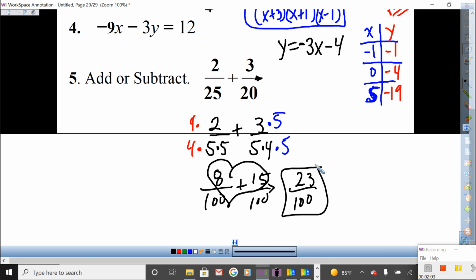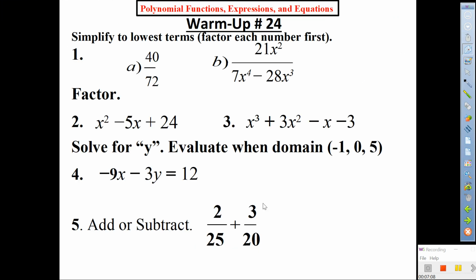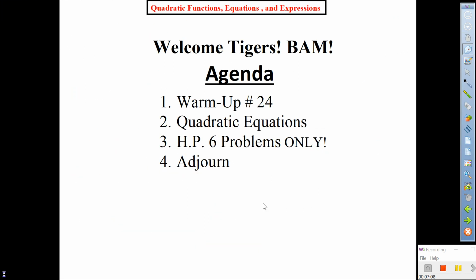Yeah. All right. Set it aside and let's copy the agenda for today. Agenda. We got warm-up number 24. We just finished. Today we're moving on, guys. Let's go. Quadratic equations. Yeah.